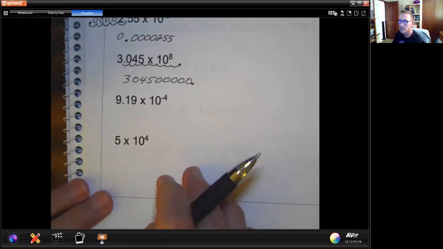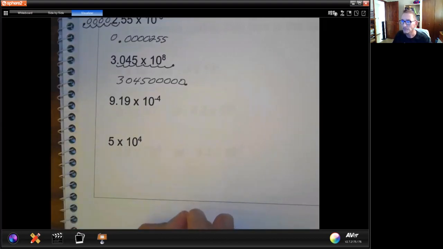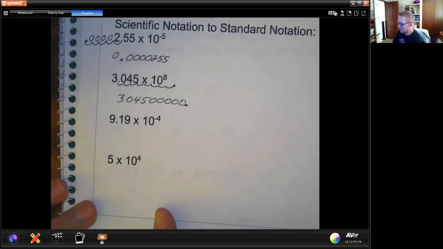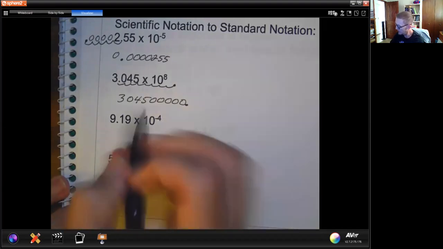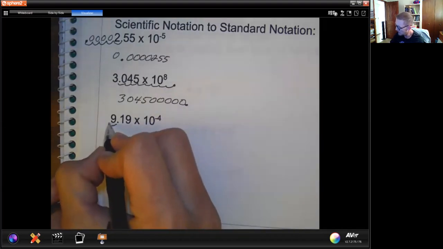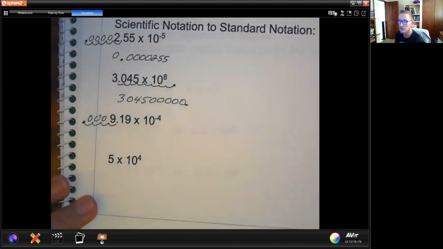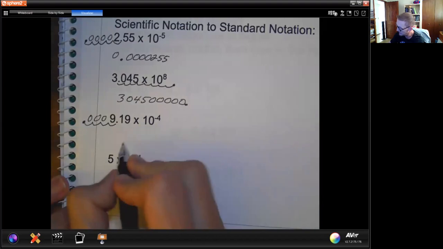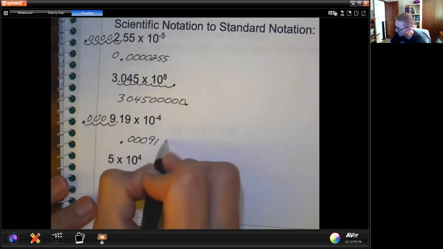Now, pause the video and try these 2 examples. Now that we are back, let's take a look at these 2 examples that you tried on your own. Negative exponent means small little number. So I'm going to move it 4 times and put zeros in front. 3 zeros in front because one of the place values was to get around the 9. So this is decimal point 0, 0, 0, 9, 1, 9.